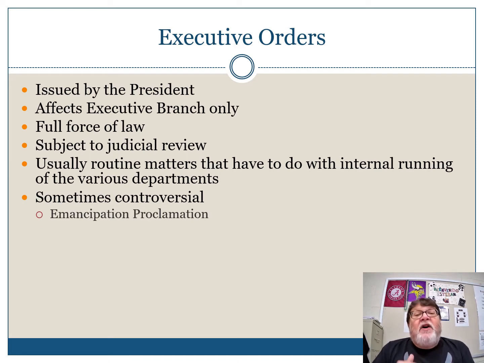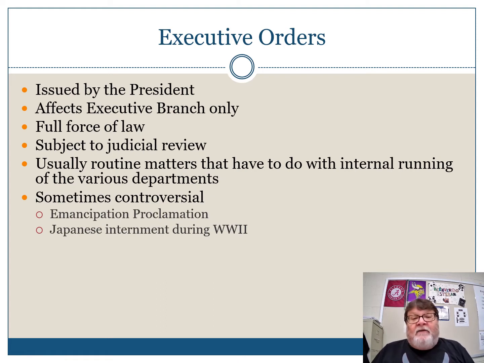The Emancipation Proclamation was an executive order. It was just issued to the executive department, declaring the slaves that were in the states in rebellion that they were free. Japanese internment in World War II. That was strictly an executive order. 9066, I think, was the number. Executive Order 9066, if I remember correctly. That did that. Obviously controversial.